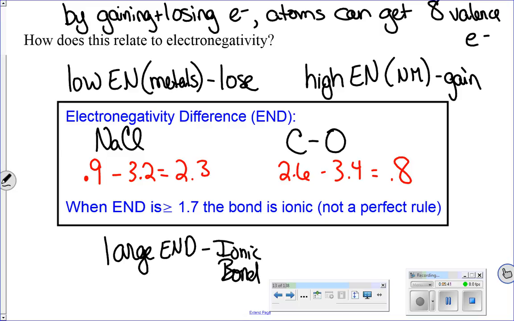The carbon-oxygen bond will actually be done by what we're going to talk about next, which is called covalent bonding. Covalent bonding is occurring there because it's kind of a more equal tug of war. So they actually will share instead of transferring.